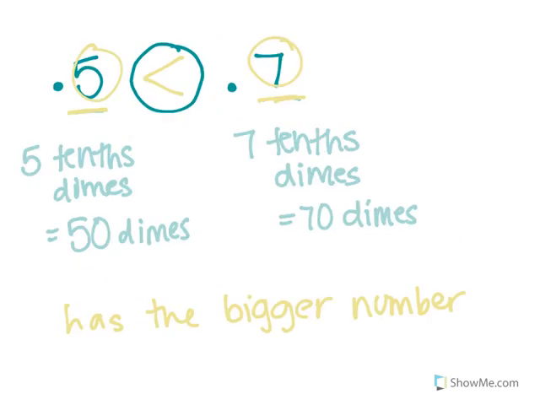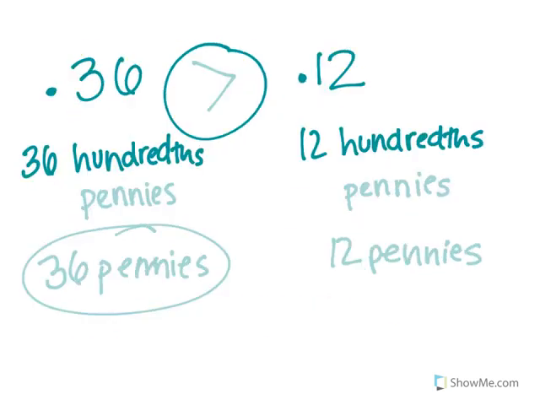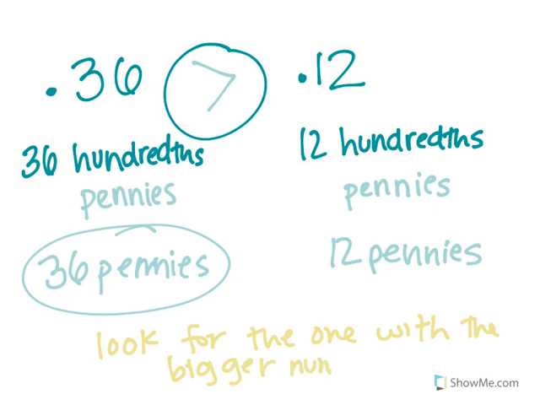So like before, where we said which one has the bigger number, we do the same exact thing when it's in the hundredths place. Look for the one with the bigger number on top, because they're both in the same place. It has the tenths place, hundredths place. When they're in the same place, you just look for which one is bigger.